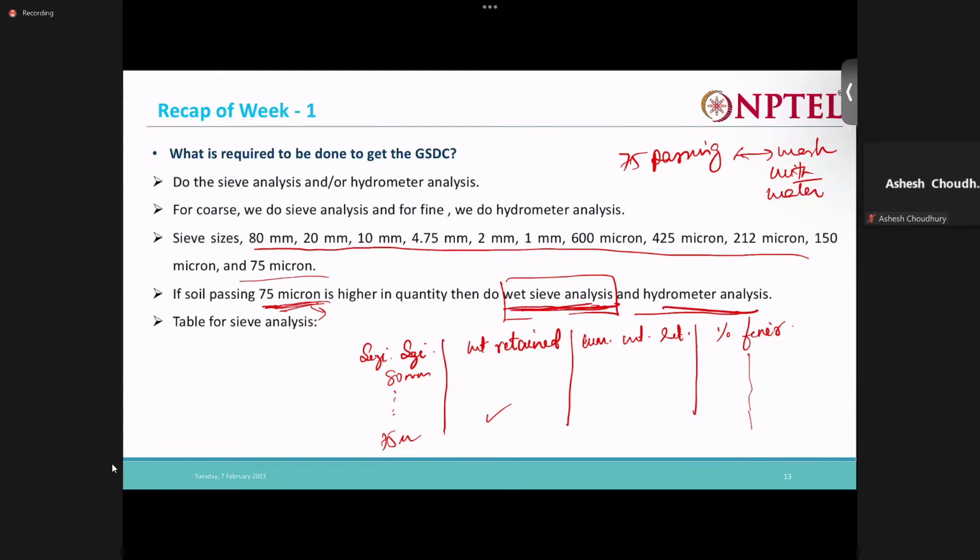The soil which is retained in the 75 micron sieve after this wet wash is oven dried, and after oven drying it is again put into dry sieve analysis, passed through sieves like 80 mm, 20 mm, and the same thing is done. And for the fraction which passed through the 75 micron sieve, the 75 passing fraction, we do the hydrometer analysis.